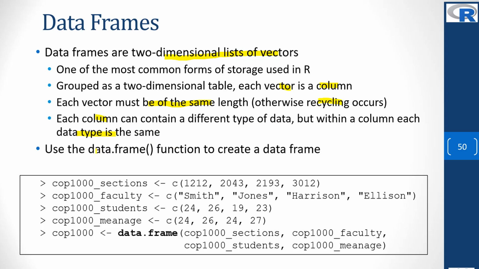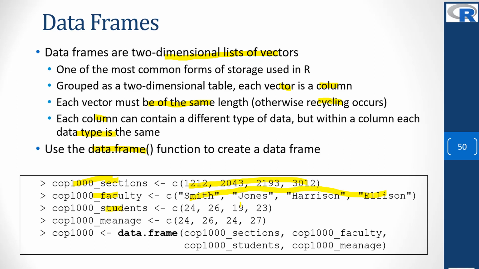To create a data frame, we use the data.frame function. So here we're creating some vectors to create our data frame with. We've got COP1000 section numbers. This is a vector of 4 numbers. Faculty is a vector of 4 names.